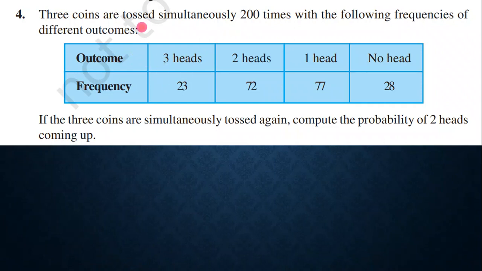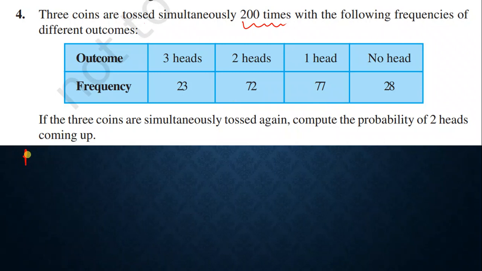So let's get started. In this question, we see that three coins are tossed simultaneously 200 times with the following frequency of different outcomes. So we have the outcome for 3 heads as the frequency is 23. For 2 heads it is 72. 1 head 77. No head 28. If the 3 coins are simultaneously tossed again, compute the probability of 2 heads coming up.